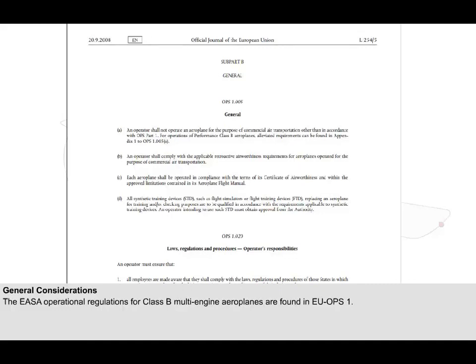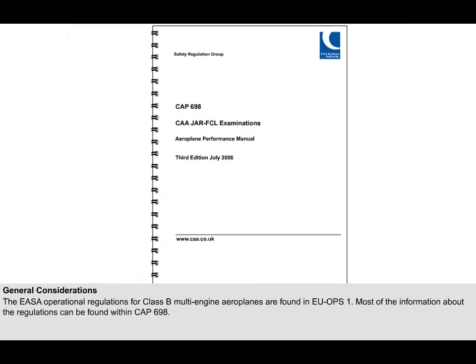This section on Class B multi-engine performance will deal with the regulations for all phases of flight for that class of aeroplane. The regulations are all found in OPS 1, which we discussed briefly in the lesson on performance standards. However, most of these regulations can also be found in CAP 698.